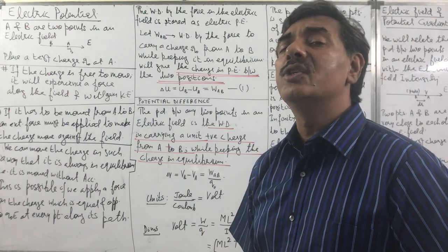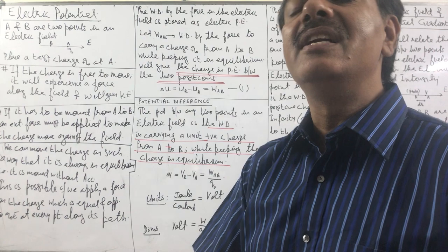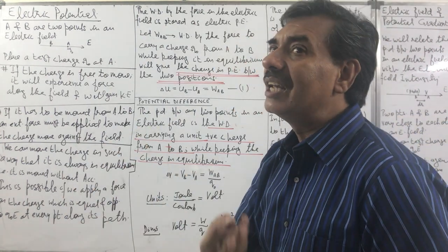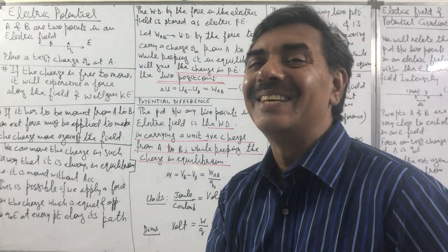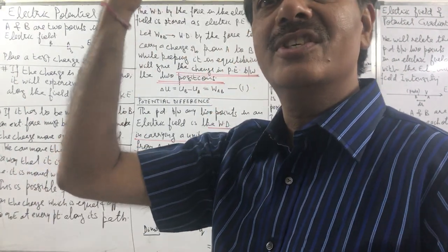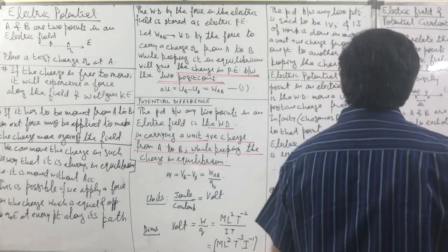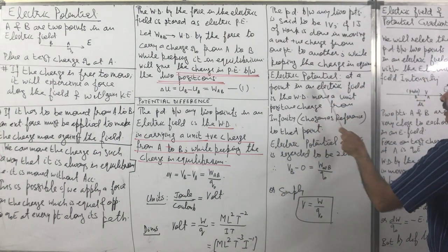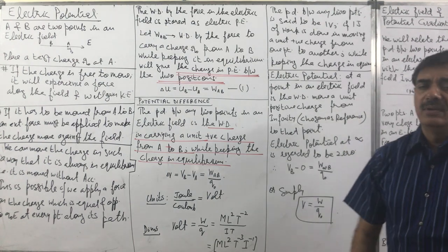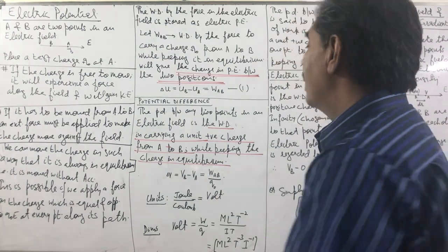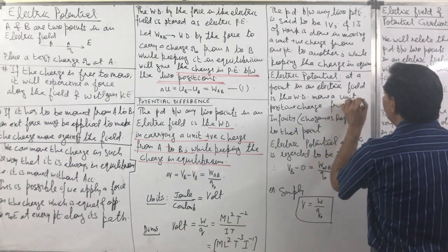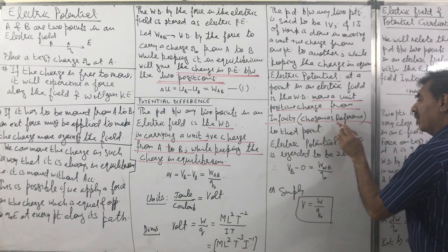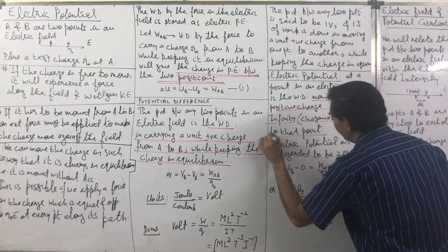Electric potential is also electric potential difference. And electric potential difference is electric potential energy difference for a unit positive charge. Electric potential at a point in an electric field is the work done to move a unit positive charge from infinity, chosen as a reference, to that point.